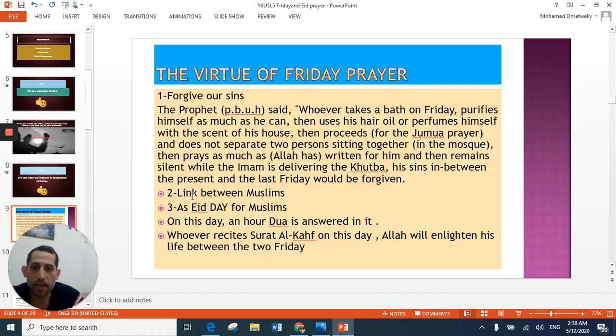And the second virtue of Friday prayer is the link between Muslims. When we go together to the mosque, we meet each other, and we get to know someone I maybe didn't see. He lives next to me, but because of my life and work, I work more and come back to my home at a late time, so I didn't see or meet my neighbors, or maybe my brothers or sisters.